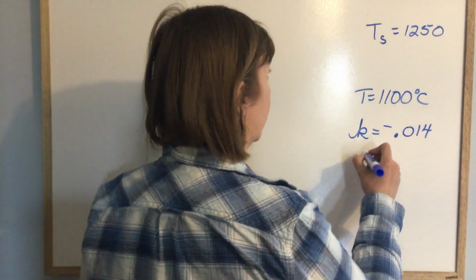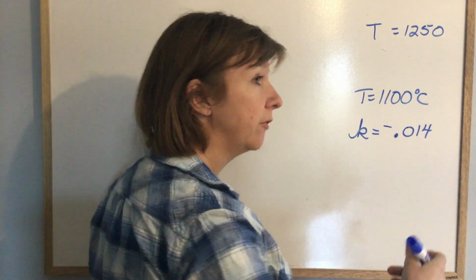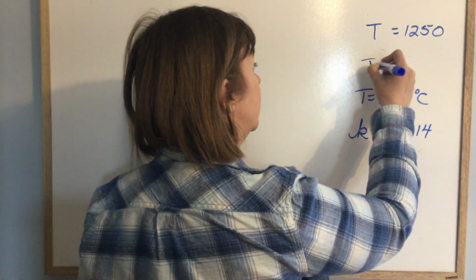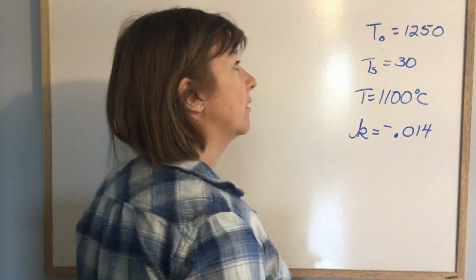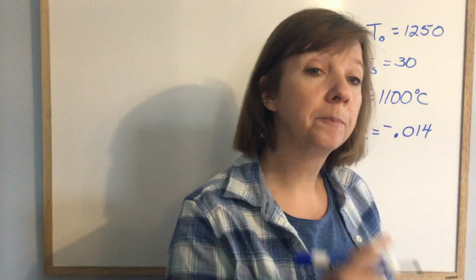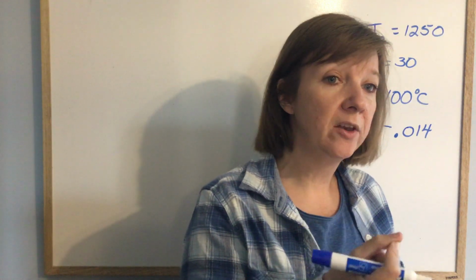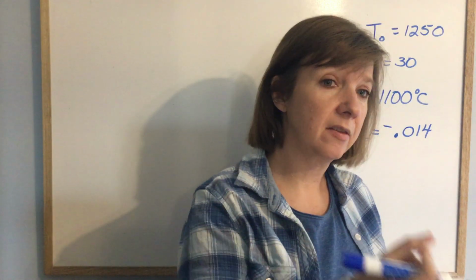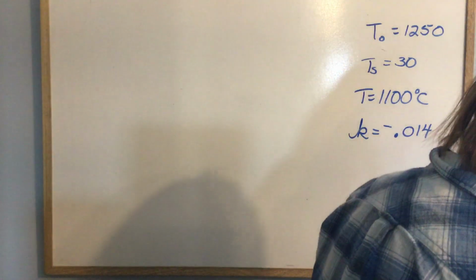Suppose that the temperature of the forge shop is 30 degrees Celsius. Okay, so I was wrong about the surrounding temperature because we're talking about it after it's out. The surrounding temperature is actually 30 degrees Celsius. This is actually the original temperature because when you take it out of the furnace, it's at the same temperature that the furnace was.